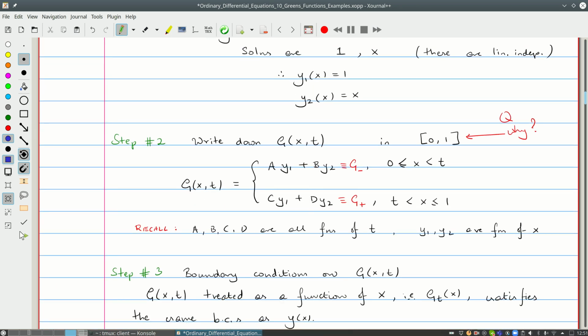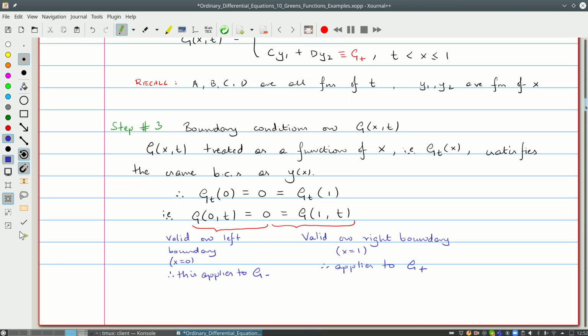Step 2, write down the Green's function in this range. Remember, this is the range in which we are integrating the differential equation, from 0 to 1. So the Green's function is defined in this two-part way, a times y1 plus b times y2, where y1 and y2 are functions of x, and a, b, c, d are functions of t. The first part is equal to g minus, that's where x is less than t, but greater than or equal to 0. And the second part is equal to g plus, that's where x is greater than t, but less than or equal to 1. Just a reminder, a, b, c, d are all functions of t, and y1 and y2 are functions of x.